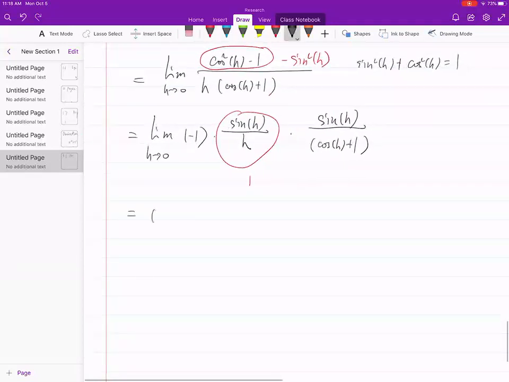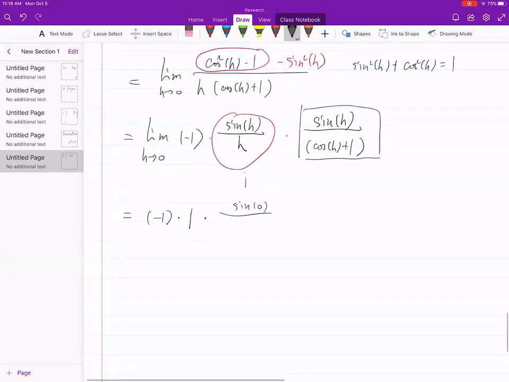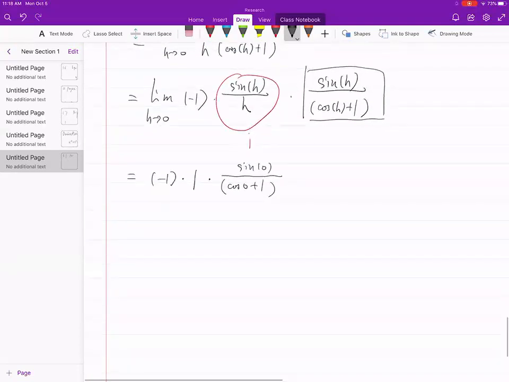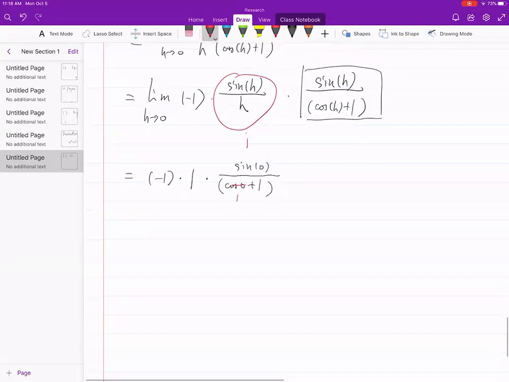Now the answer becomes negative 1. Keep it. This is 1. We just did it. Times this when h goes to 0. That is going to be sine 0, over cosine 0 plus 1. Cosine 0 is 1. So the bottom is 2.